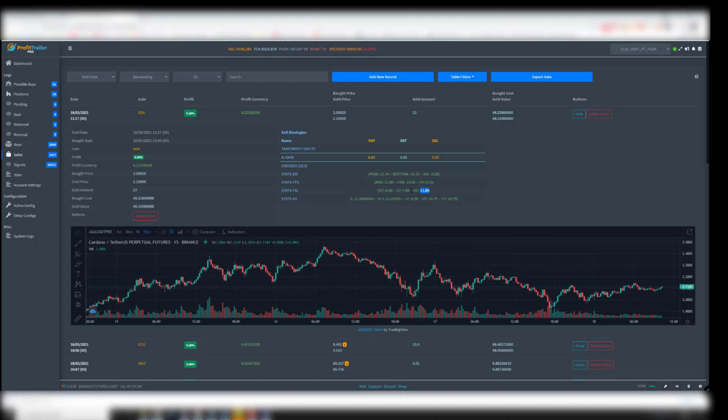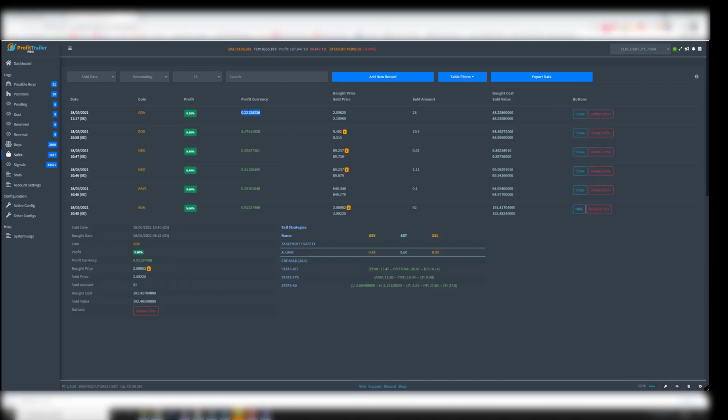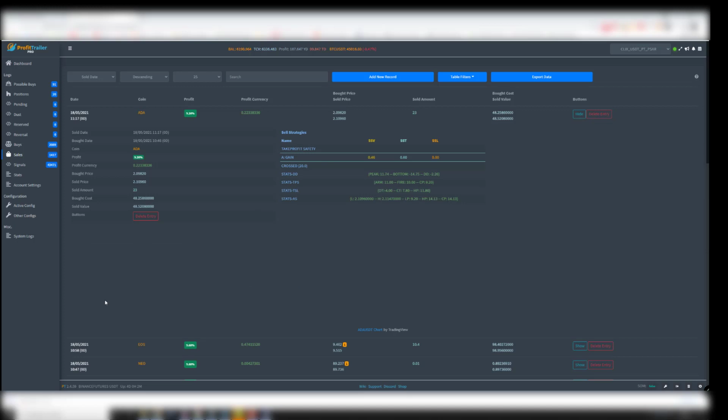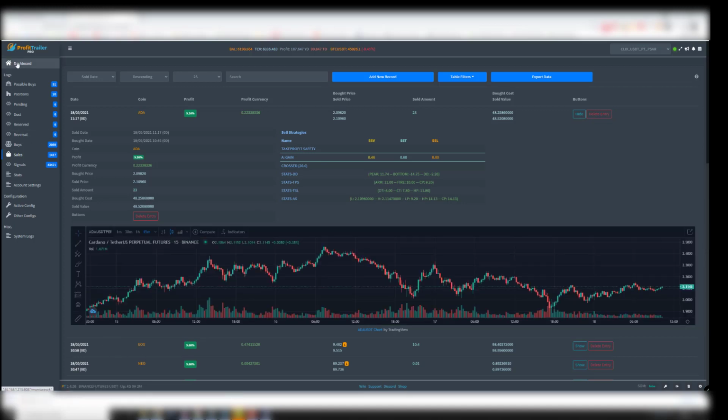So because it started to drop, I triggered it, and it sold for 9.2% instead of 12. It sold for 22 cents instead of 23 or 24. I don't mind. It's profit. And I think that's it.